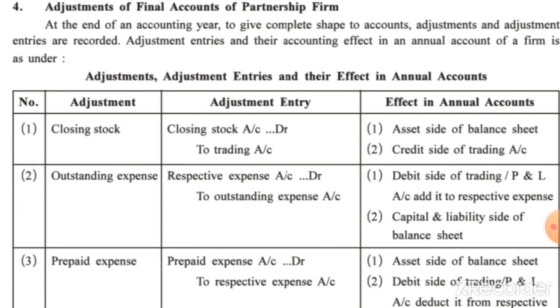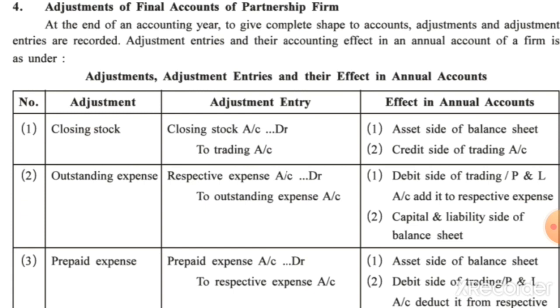Now the second one, that is outstanding expense. Outstanding expense, already we discussed that it is a liability for the firm. So respective expense account debit, outstanding expense account credit. Suppose it's salary, so it would be salary account debit, outstanding salary account credit. So outstanding expense is one kind of expense that at a later time we have to pay. So at present it would be considered as an expense and it would be recorded on the debit side of trading and P&L account, added to the respective expense.